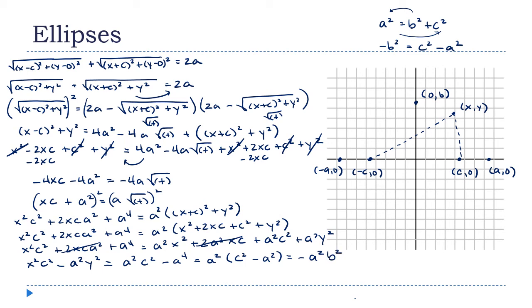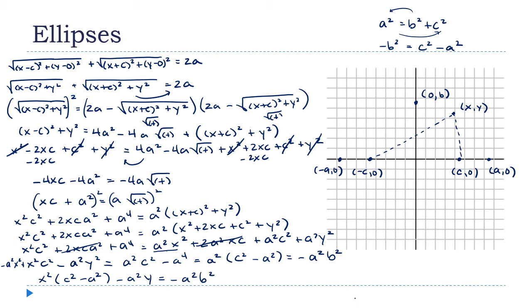Okay, now I did lose track of something. I lost track of this a squared x squared. So let's move that over to the left side, and I'm just going to squeeze it in here. Minus a squared x squared. Okay, let's factor over here as well. Factor an x squared out of here. This is x squared times c squared minus a squared, minus a squared y squared equals minus a squared b squared.